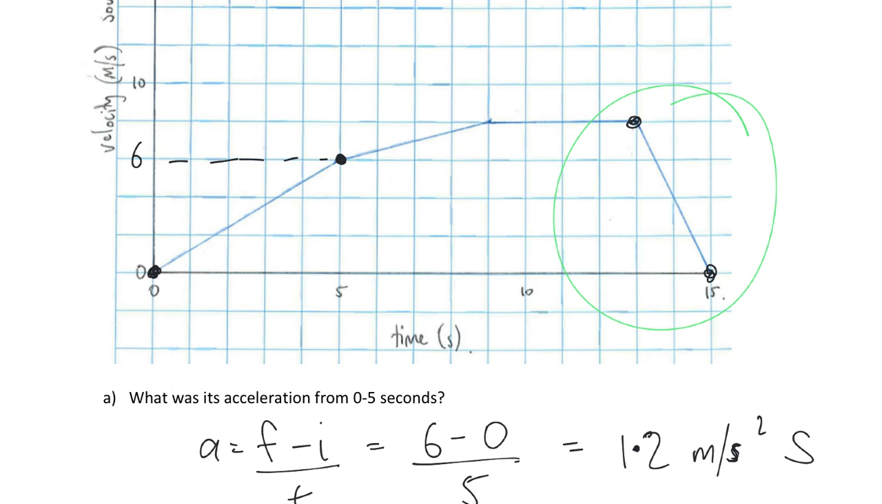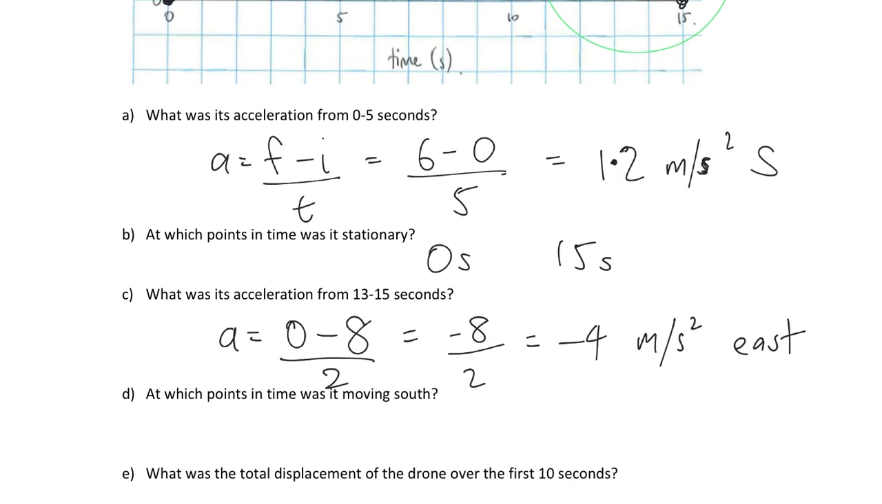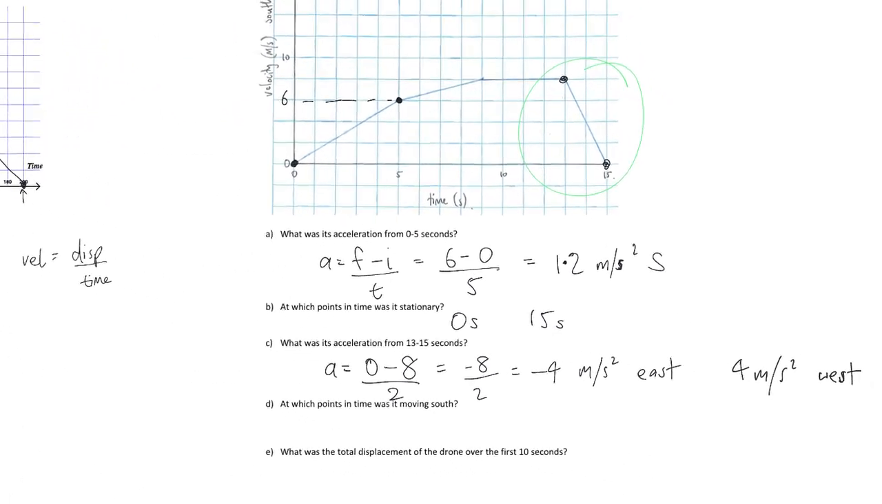Is it speeding up or slowing down in that time period? It is not speeding up. It is slowing down because it's getting closer to the x-axis from 13 to 15. Right? At what points in time was it moving south?